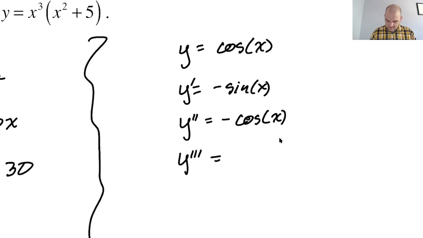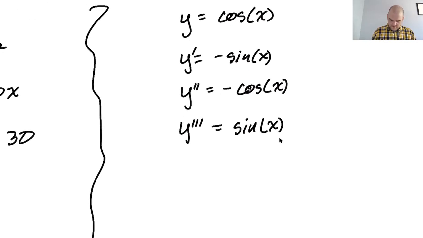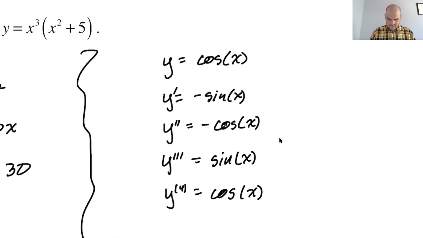The derivative of negative cosine is the negative of the derivative of cosine, which is sine. What's the derivative of sine? The derivative of sine is cosine. And what is going on? Look at that. This took me back up here. So the fifth derivative will be negative sine, the sixth derivative negative cosine.